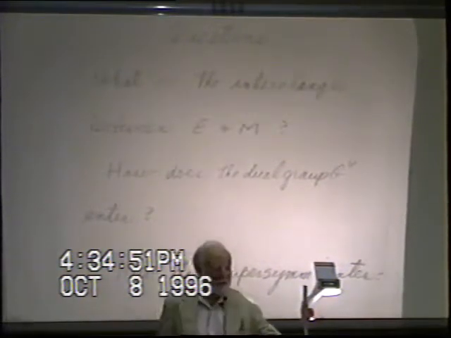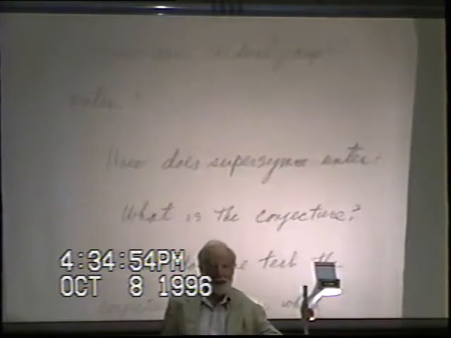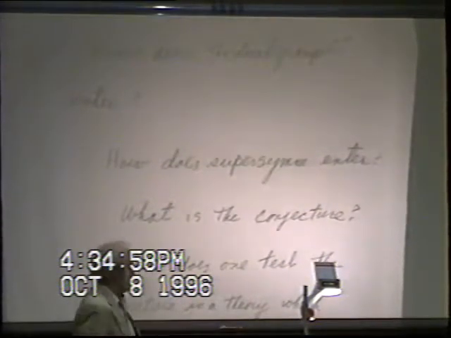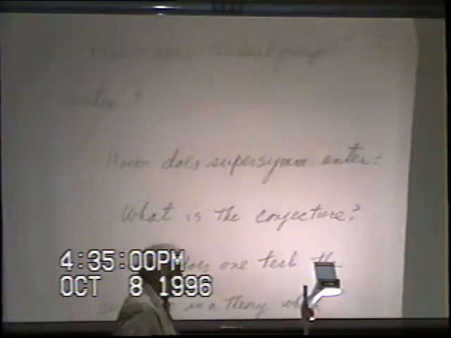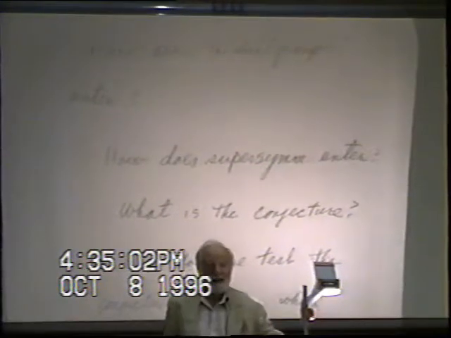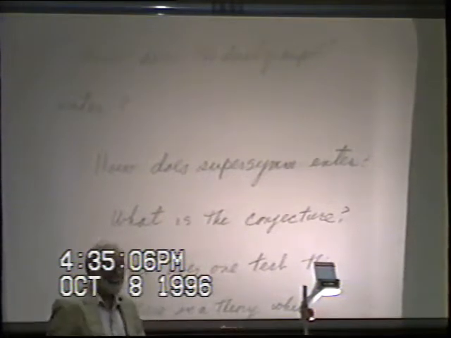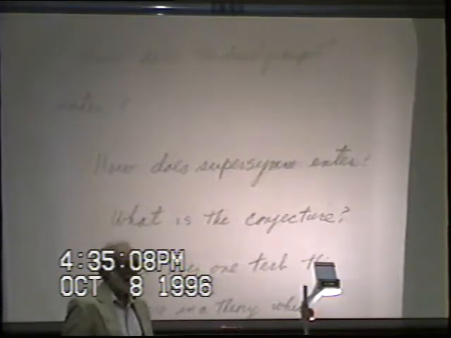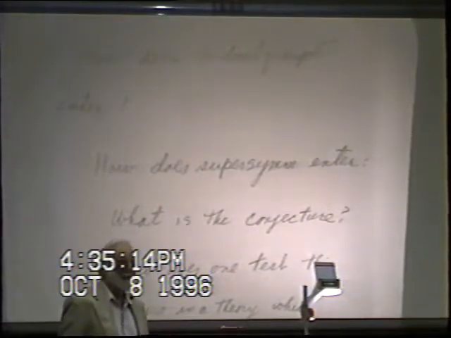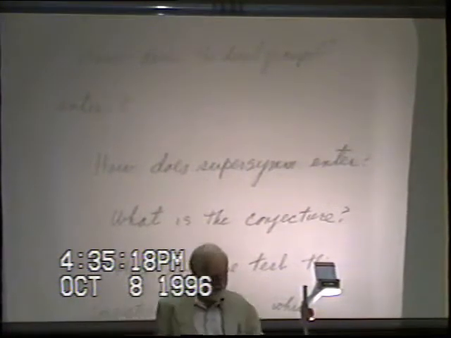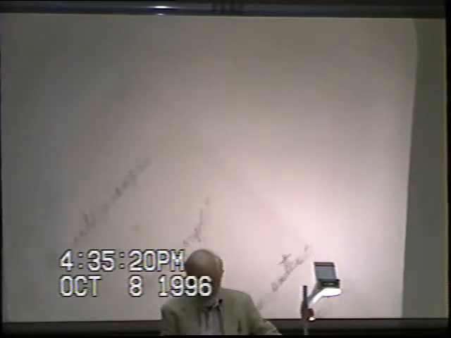How does supersymmetry enter? I'd love to be able to explain that, but I can only wave my hands if we get that far. And what is the conjecture, and how does one test it? After I go along for a bit, I'll be able to say more or less what the conjecture is, and again be able to wave my hands at how you make tests of it, which leads to some very interesting questions in index theory, actually.